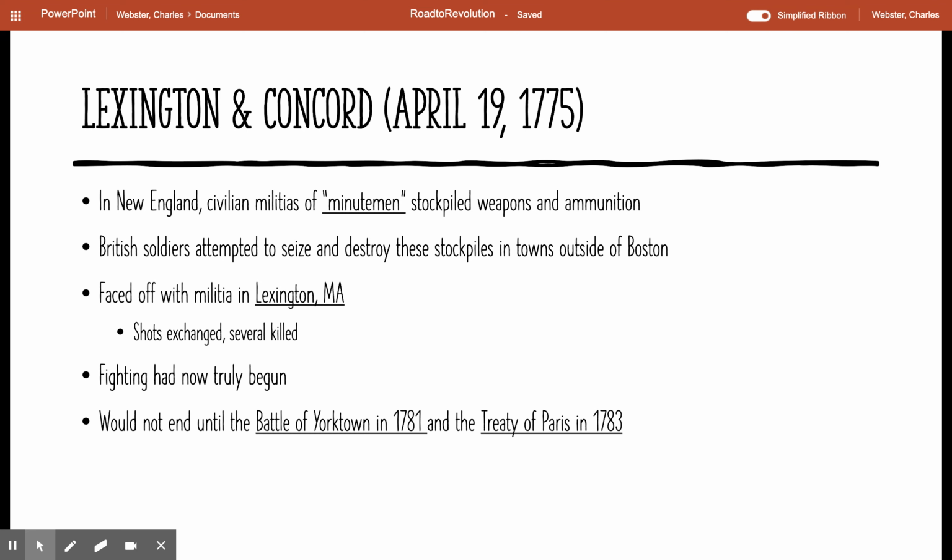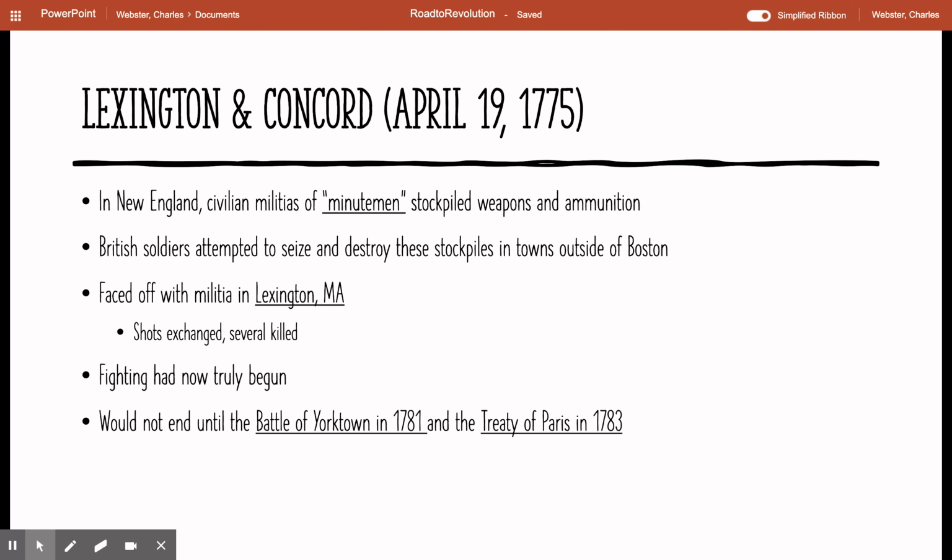They're stockpiling weapons and grouping together. So one day, a group left Boston to head west into Massachusetts to seize and destroy these stockpiles, right? A group of British soldiers went into Massachusetts to destroy these stockpiles of weapons that the Minutemen had been creating. And this was April 19th, 1775.